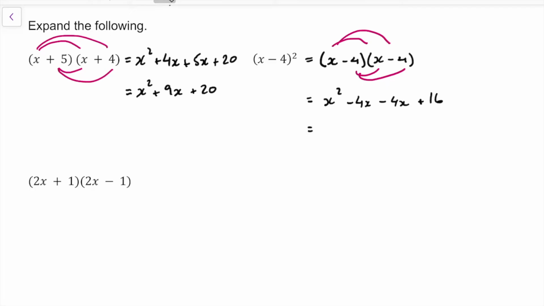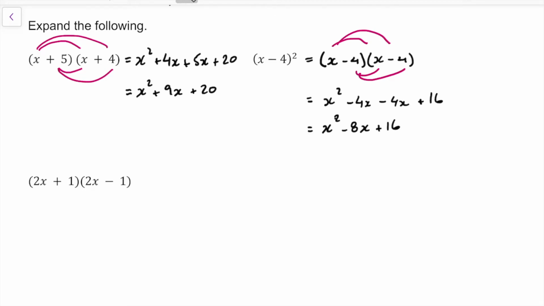Alright. And then consolidate, bring our like terms together. X squared, we've got minus 4 minus 4, so that's minus 8x. Plus 16. No more like terms, no more consolidation.